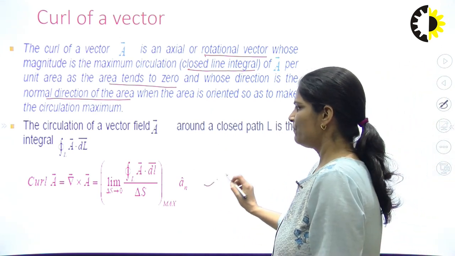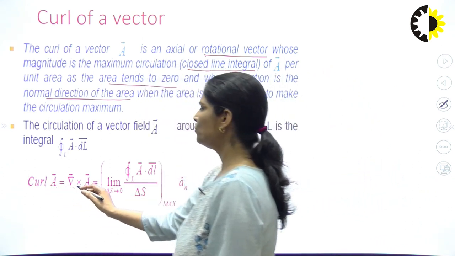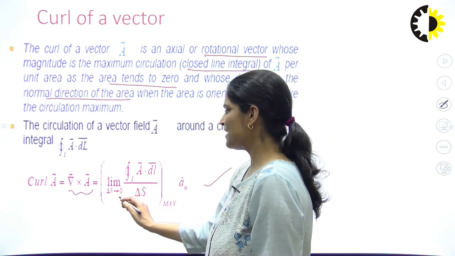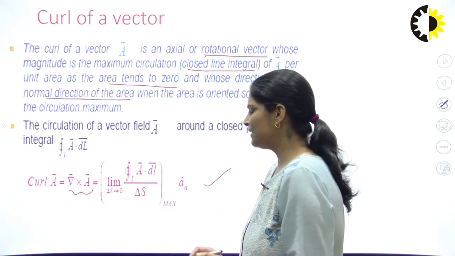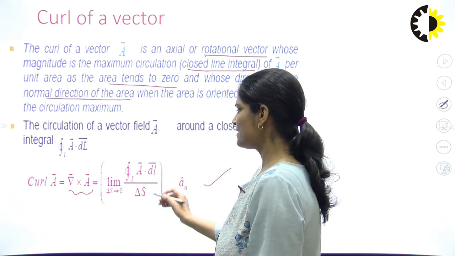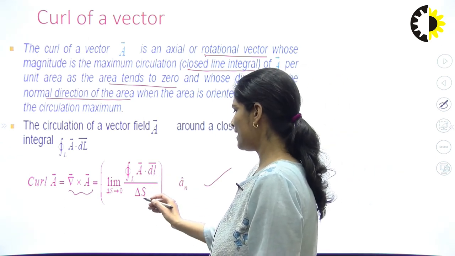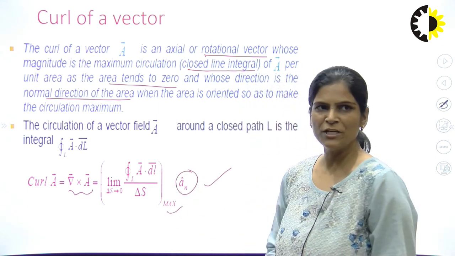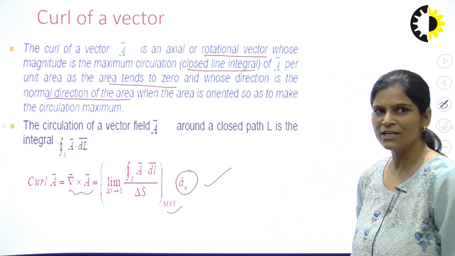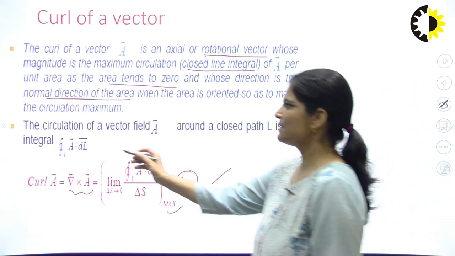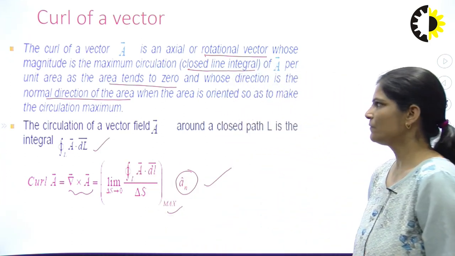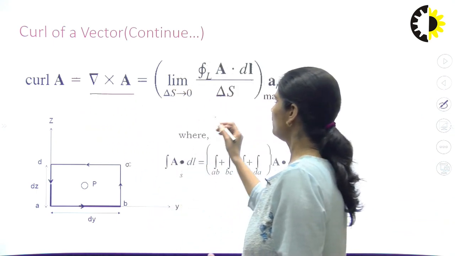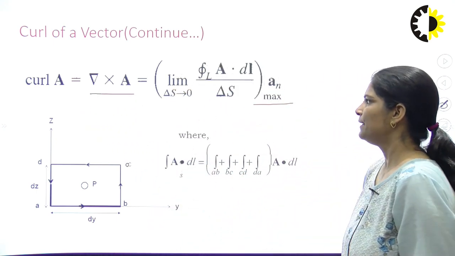This is the formula, where curl A is equal to the limit as delta S tends to 0 of the closed line integral of A dot dl upon delta S, taking the maximum, times the unit vector. This is the circulation of a vector field A around a closed path L, which is the line integral. So this is the formula of curl A in the form of line integral upon delta S.